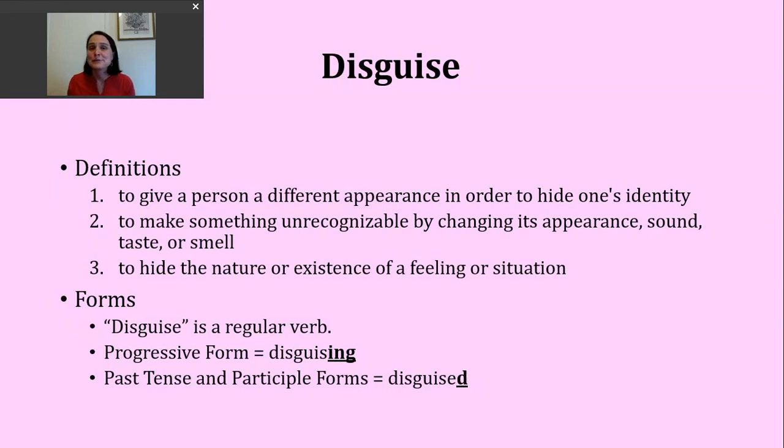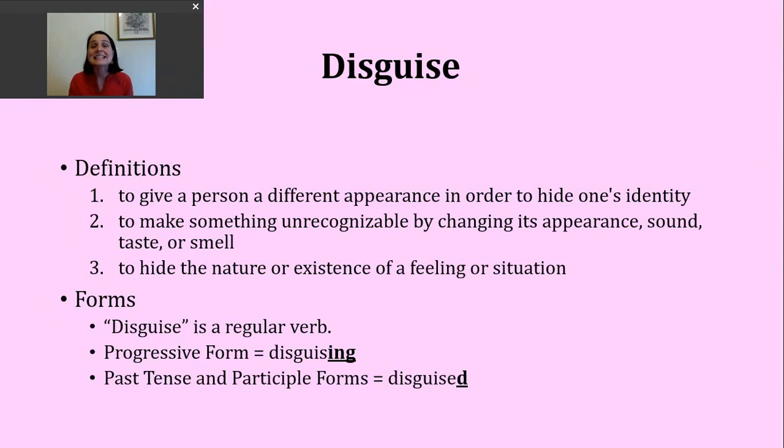A third way to use the verb disguise is to mean to hide the nature or existence of one's feelings or a particular situation. So again, this is just very slightly different from the first definition when we're really talking about the appearance of something. And now we're talking about really something we can't see. So someone pretending to be happy, for example, they might be disguising their sadness, their grief, etc.